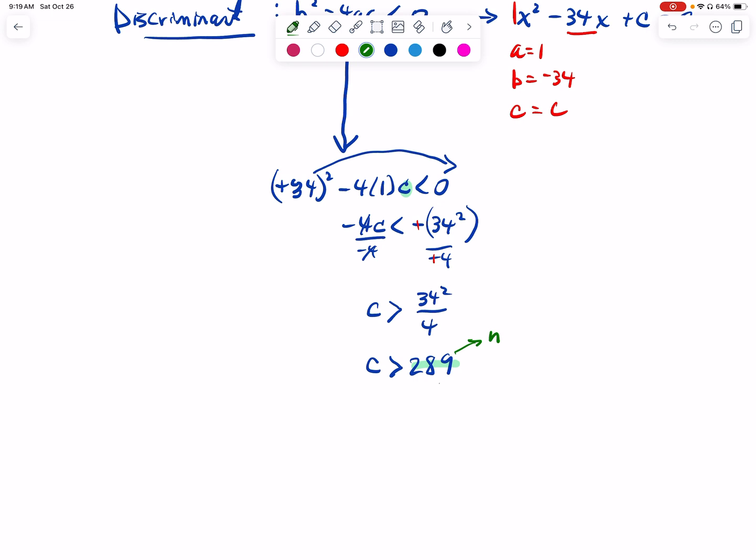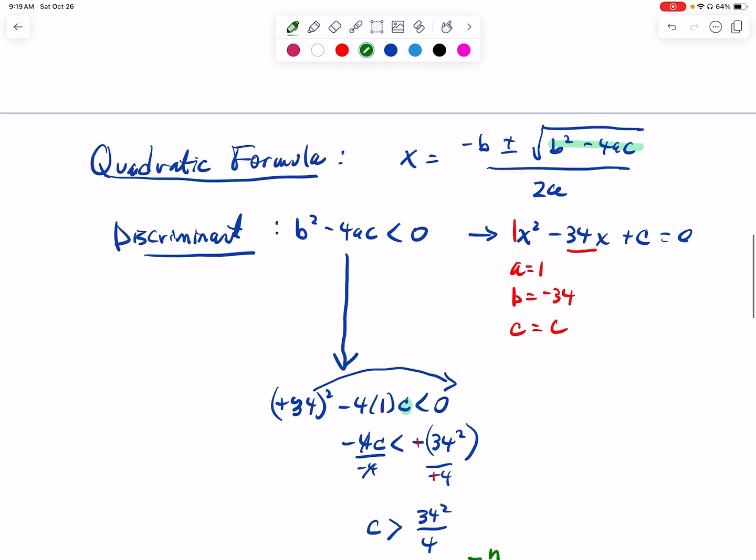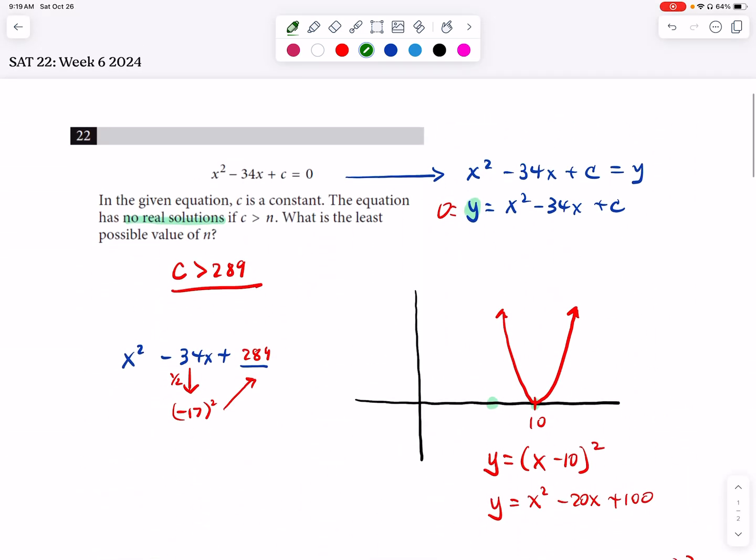And c greater than 289 makes it so that the discriminant is negative. If the discriminant is negative, you're taking the square root of a negative number, which means you have no real solutions. So there you have two different algebraic solutions of our quadratic equation for week 6.